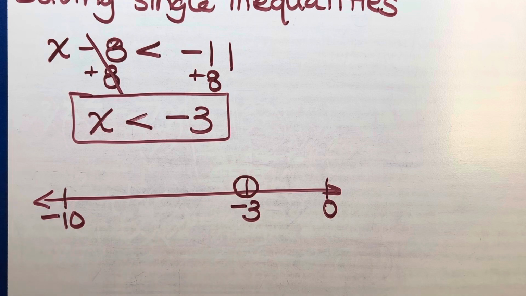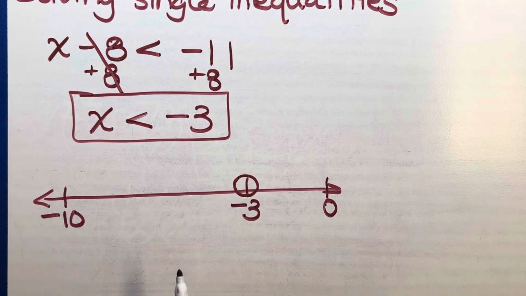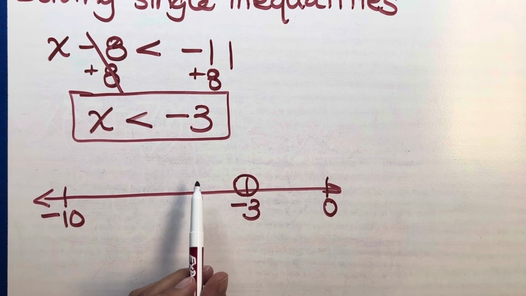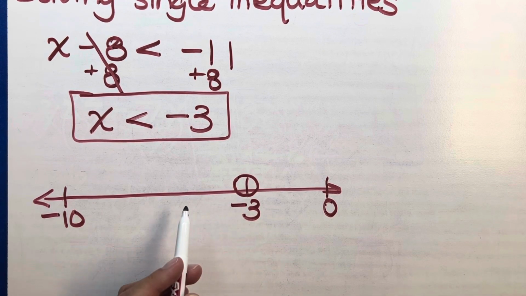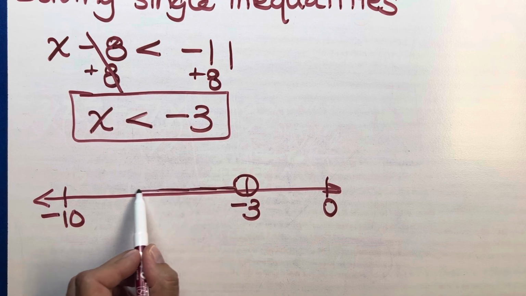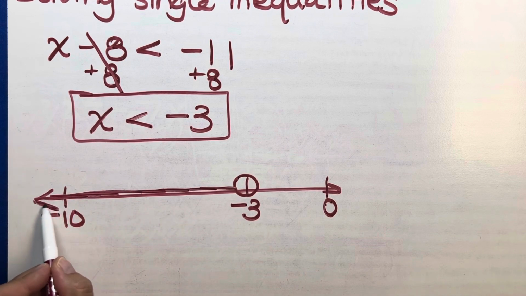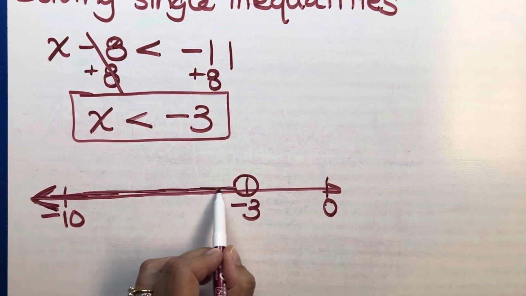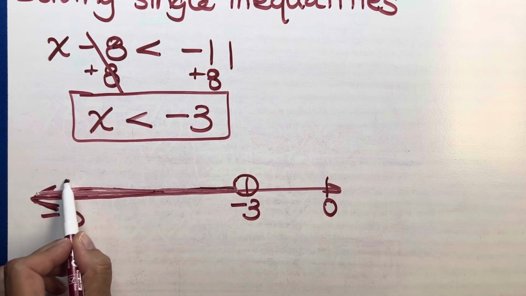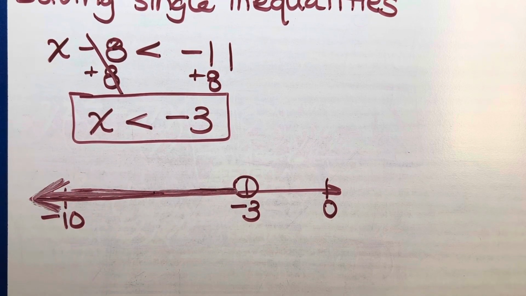But I need to shade or show where all the other values are for x that are less than negative 3. So numbers get smaller than negative 3 as they go to the left. As the numbers look like they're getting bigger, but they're bigger negatives, right? That means the number is actually getting littler. So here's my shaded solution for x is less than negative 3, everything here to the left.